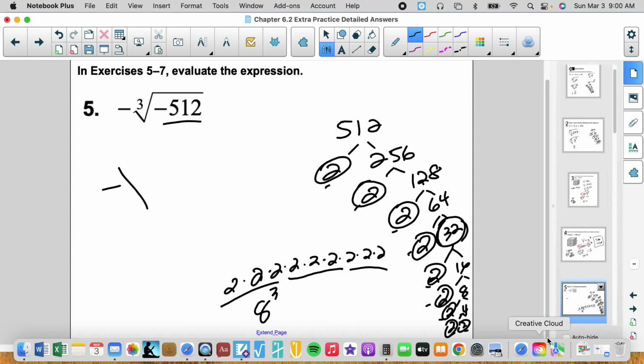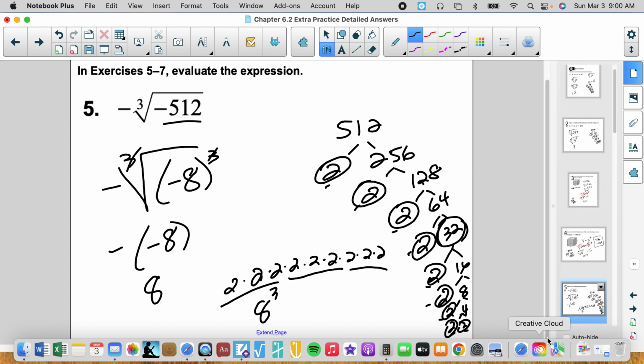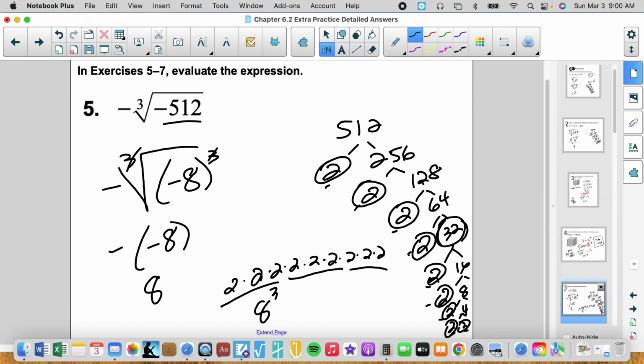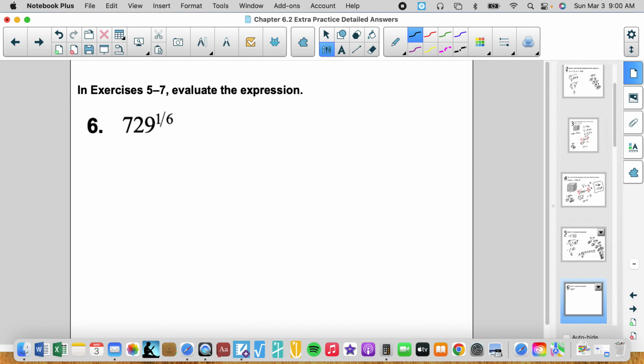So I can write that as negative 8 to the third. These are going to cancel, and you're left with the opposite of negative 8. So it's positive 8. Whew, that was very long. Now, hey, we can do 512 and do the cube root, and we would have found 8. But I just wanted you to see how prime factorization can still help you.